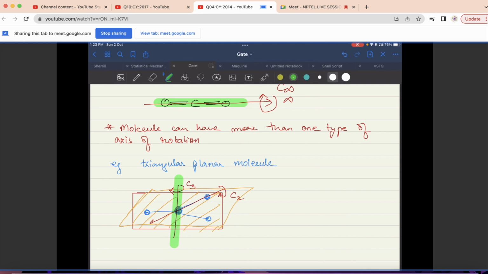This is the C3. Why is this C3? Because the symmetry will be restored when n is equal to, or the order is, 3. So I will be doing a 120-degree rotation. And for this particular axis going through 2 atoms, or you can say one single bond of the molecule, you will have a rotation of 180 degrees, correct? So this will be C2, to get the symmetry of the molecule again, or an indistinguishable configuration.